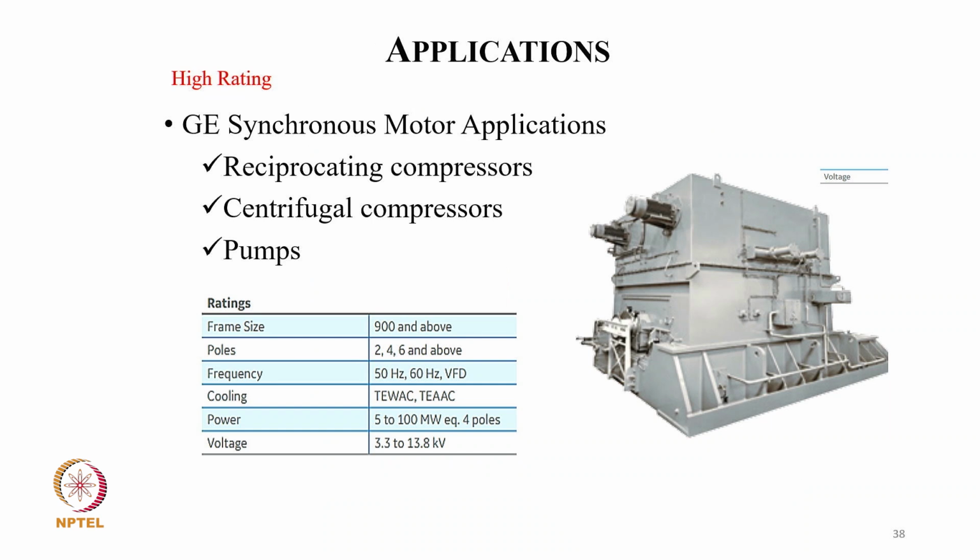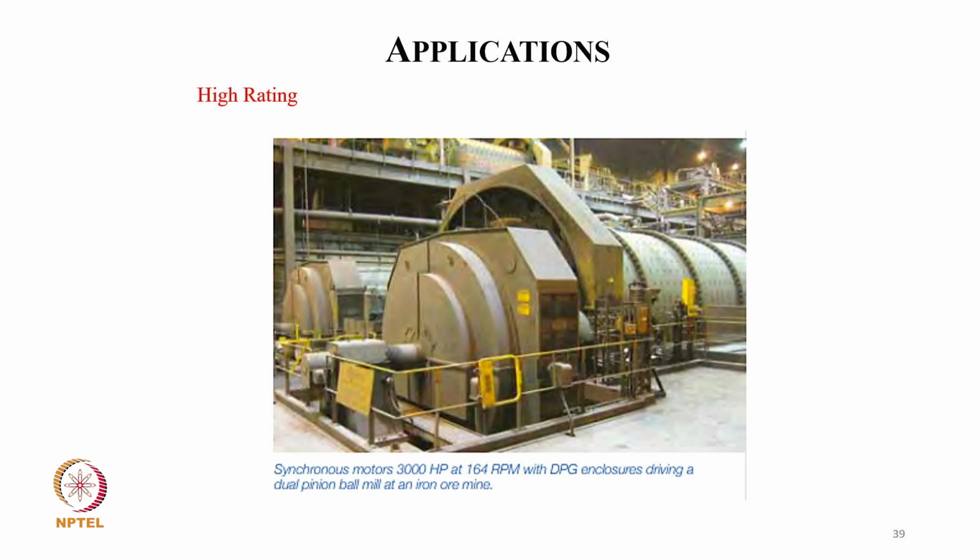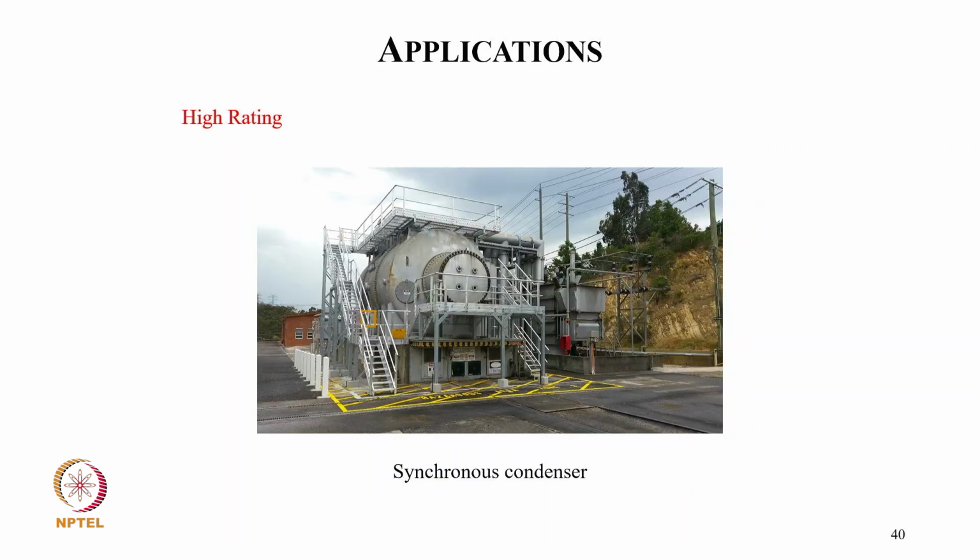High rating GE synchronous motors are in use in reciprocating compressors, centrifugal compressors and pumps, with different numbers of poles like 2, 4, 6, with 50 or 60 hertz variable frequency drive, and with 5 to 100 megawatt rating, and voltage of 3.3 kV to 13.8 kV. So this is typically a synchronous motor of 3000 horsepower at 164 rpm with a DPG enclosure driving a dual pinion ball mill at an iron ore mine.